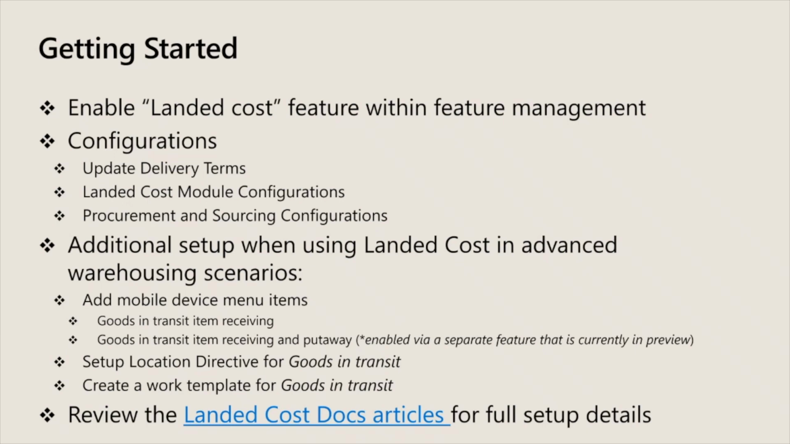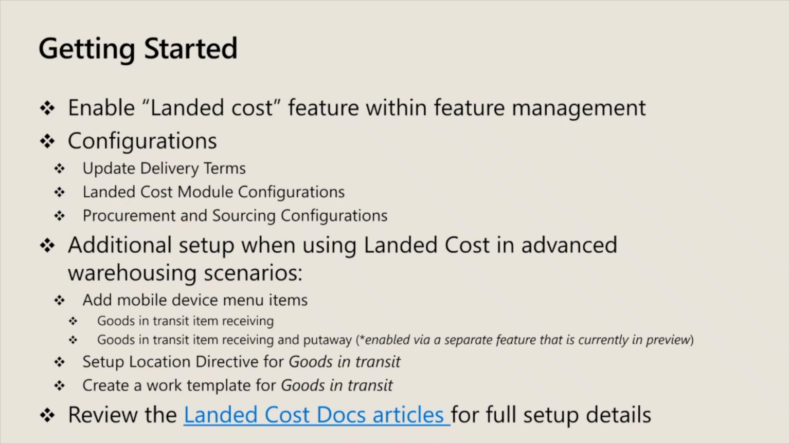First thing to note is that it is managed via feature. So you need to enable the landed cost feature within feature management. Once you enable the feature, the landed cost module then shows up within your application. From a configuration perspective, and Satish will get into this in more detail during the demo, we need to update our delivery terms to show which delivery terms need to have a goods in transit order automatically created for them at the time of AP invoice.